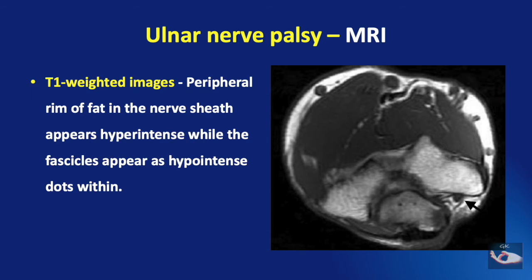In the T1 weighted images, the peripheral rim of fat in the nerve sheath appears hyper-intense while the fascicles appear as hypo-intense dots within. So, the nerve appears as a darker tissue when compared with the surrounding tissues.